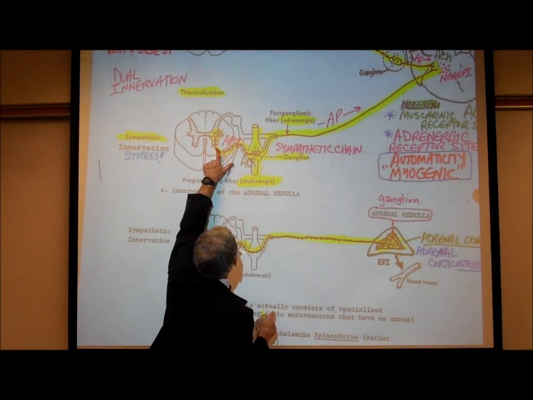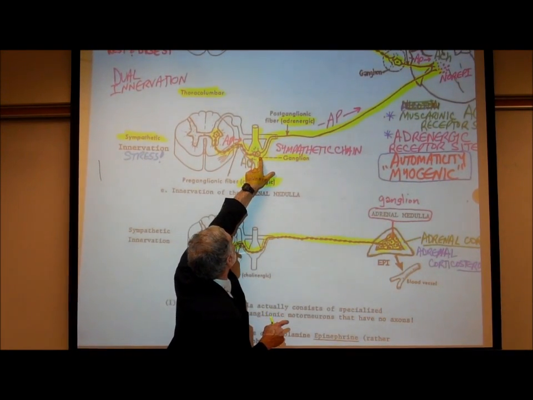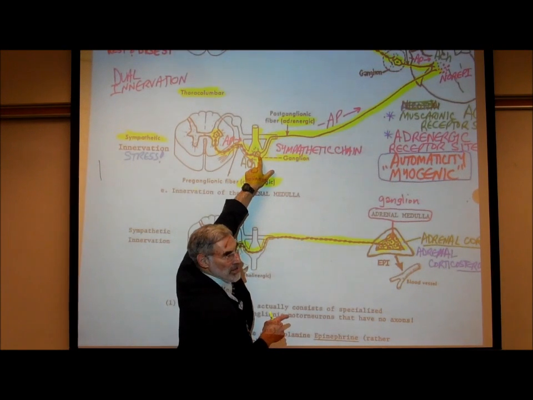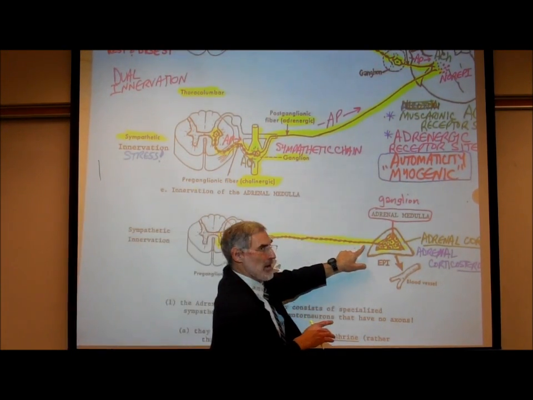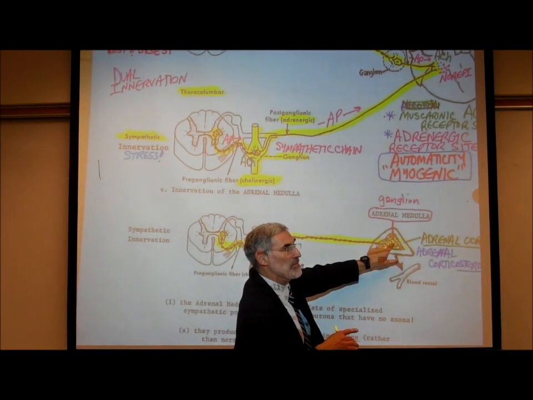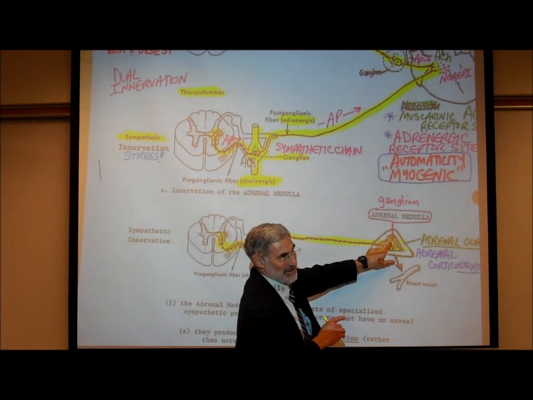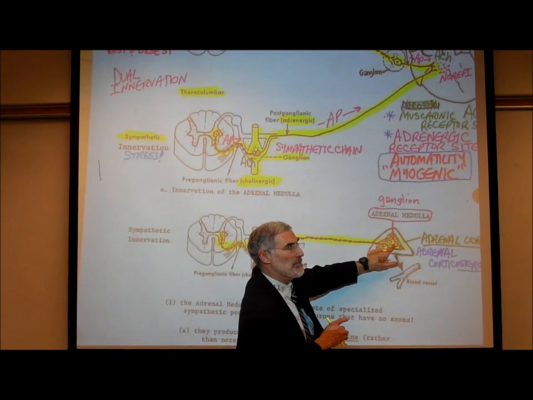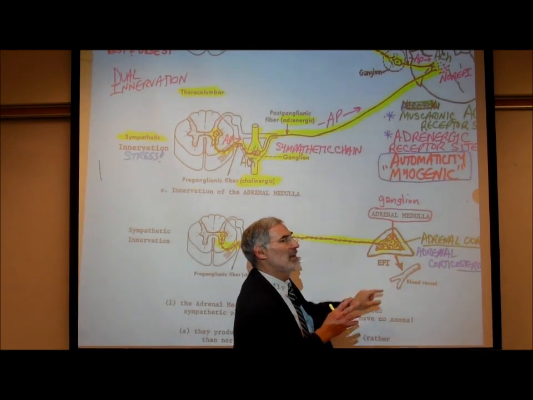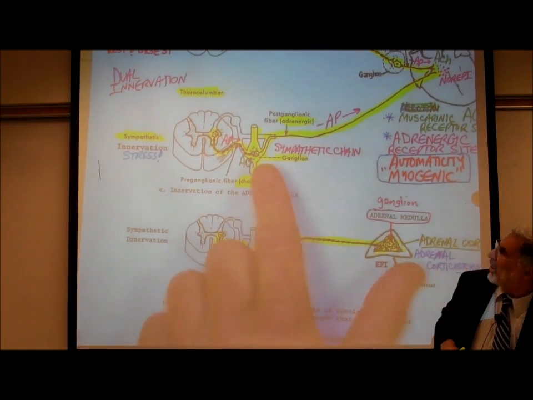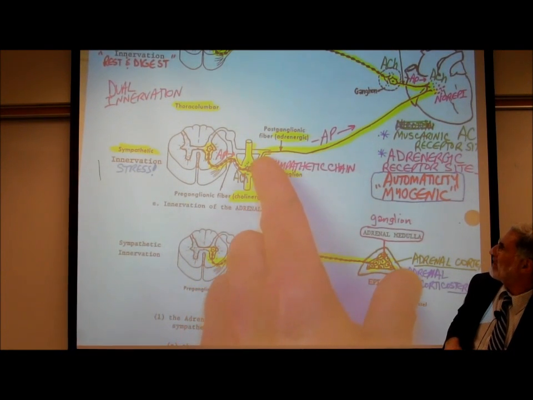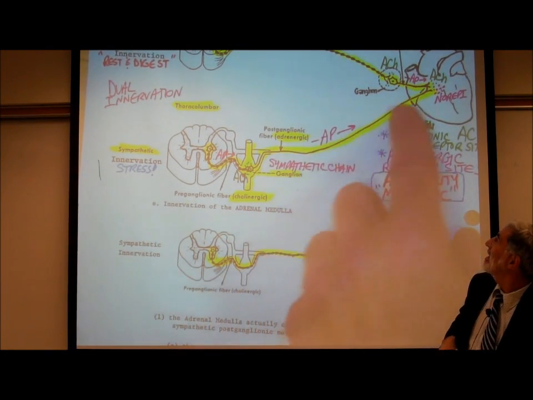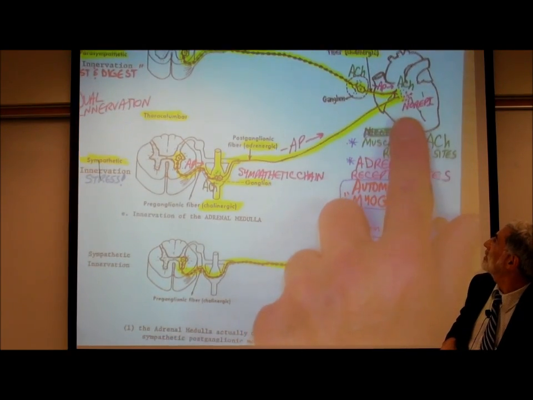Here's a myelinated sympathetic neuron synapsing onto sympathetic postganglionic neurons. These are sympathetic postganglionic neurons. Now, what do normal sympathetic postganglionic neurons have? Normal sympathetic postganglionic neurons have an axon, and it releases what neurotransmitter?